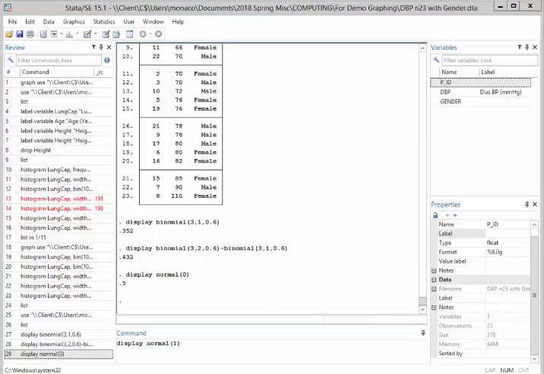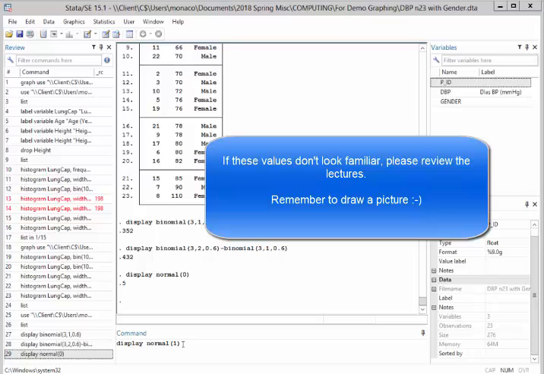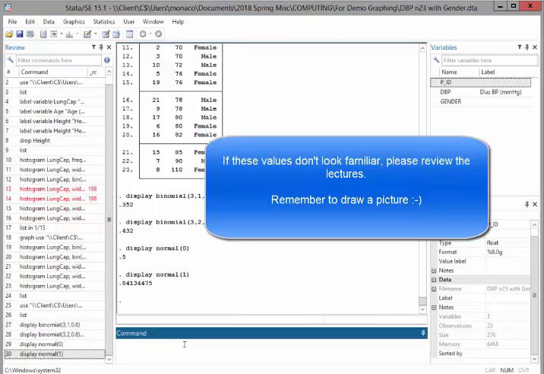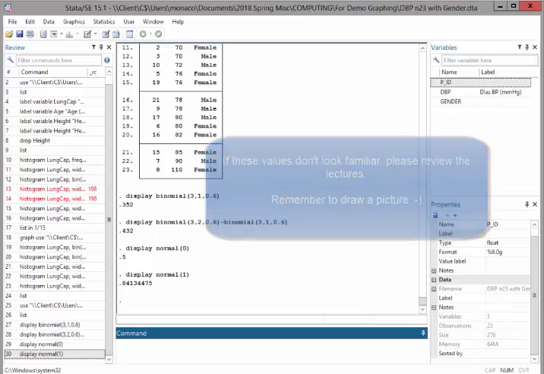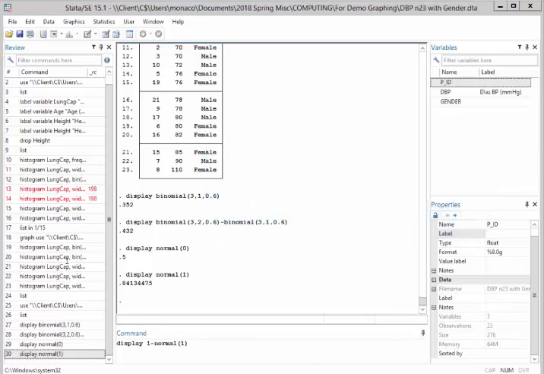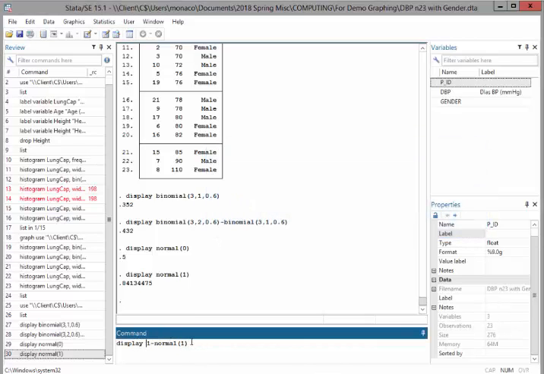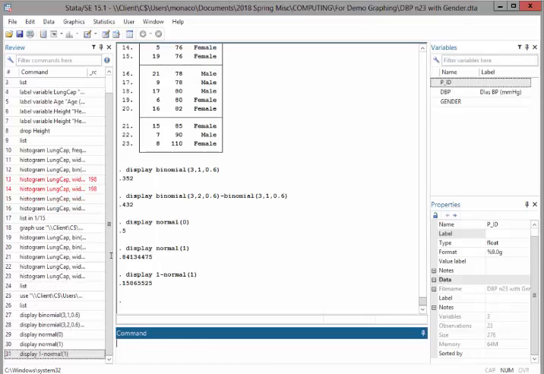If I type display normal(1), it's going to give me the area to the left of 1. And not surprisingly, when I click enter, that's 0.84, because I know that 68% is in the middle. That means 16% is on each side, so 84% is to the left. If I want a right-hand probability, I just do 1 minus a left-hand probability. So I typed in here 1 minus normal, and I put in the z value, and I get out a right-hand probability.